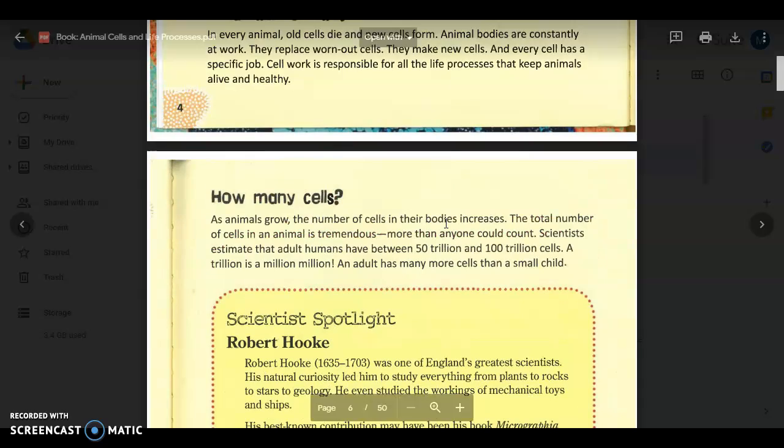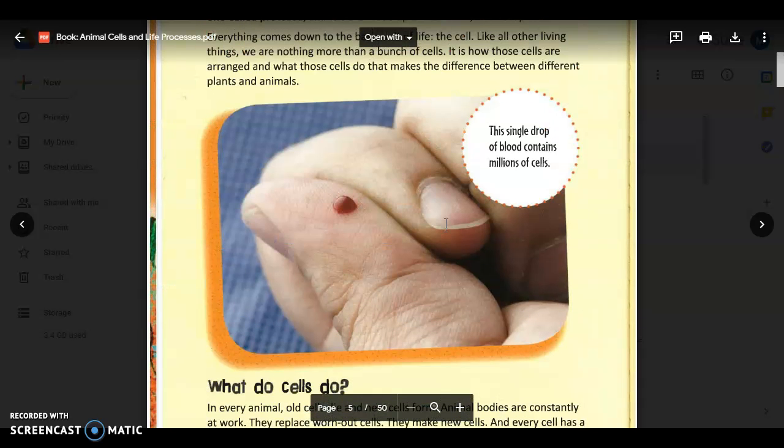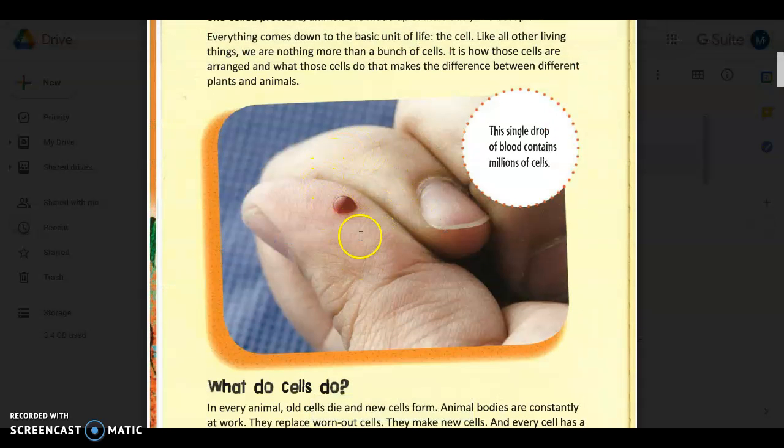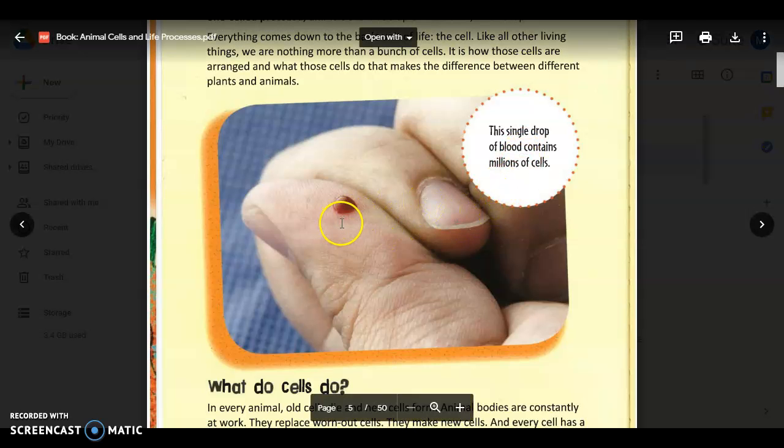All right, let's go back and look at the caption. So we see up here, we have a picture of a thumb with a prick of blood. It says this single drop of blood contains millions of cells.